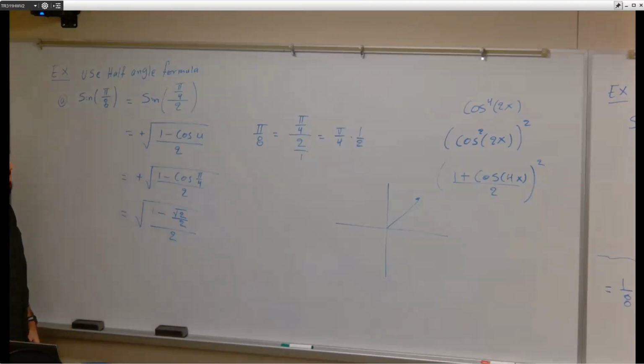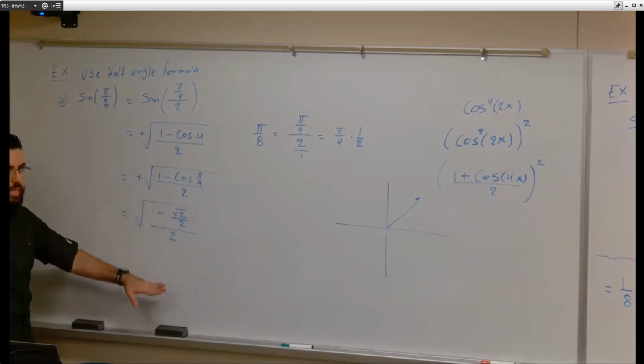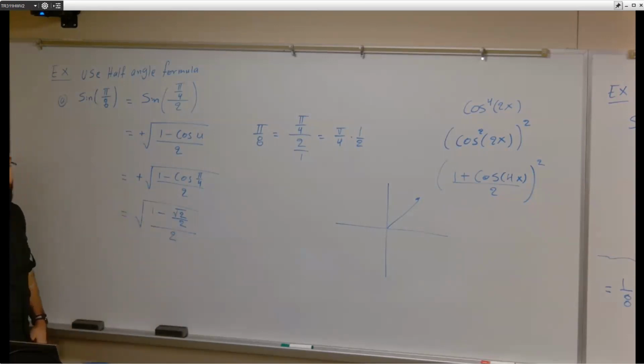Now, what's the next step? Everything is numbers here. No more sine, no more cosine. So how am I going to simplify this one? Okay.